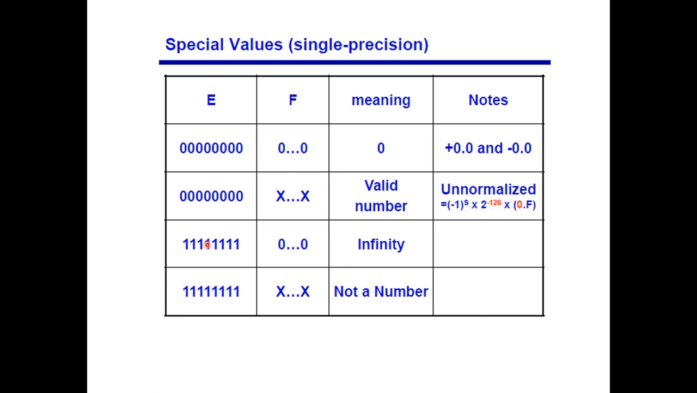If the exponent is all ones and f is all zeros, then this is infinity. If it is all ones and f is non-zero, then this is not a number. A similar thing happens for double precision. The only difference is that e will have 11 bits and f will have 52 bits. The meanings remain the same, and there it will be 2 to the power minus 1022.